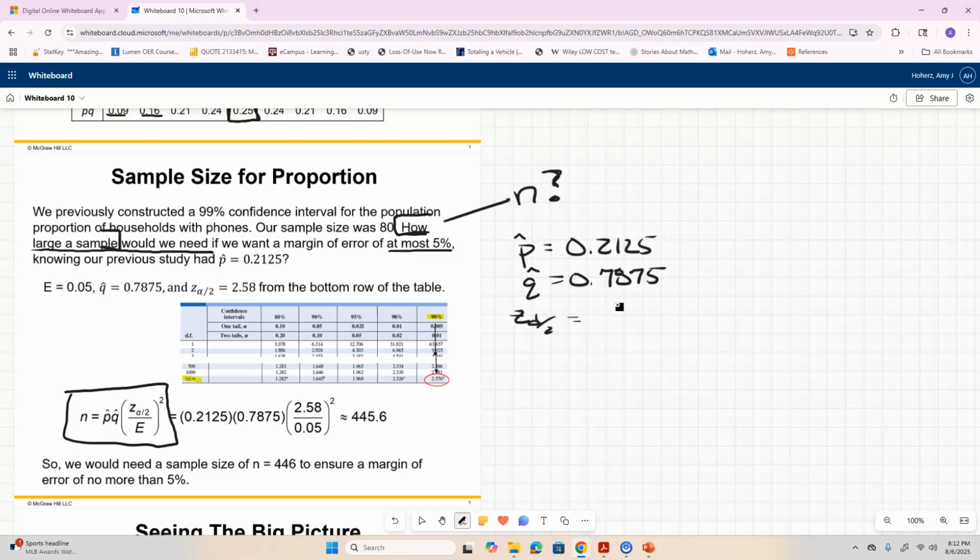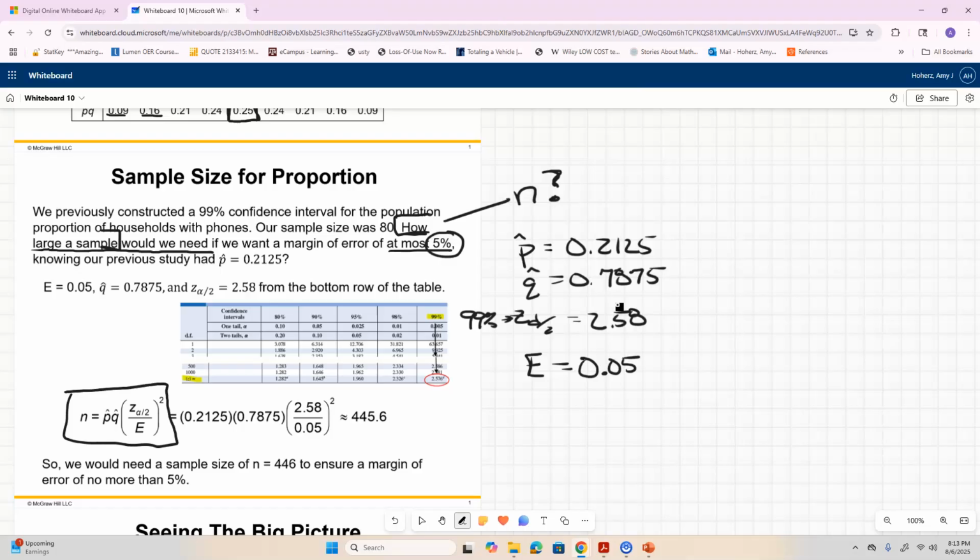We already know from our prior example that at 99%, z sub alpha over 2 is 2.58. We'd have to relook that up if we hadn't just gotten it from the prior example. And then our E. So our E was given as 5%. But when we do calculations with percentages, we always change that to the equivalent decimal. So instead of 5%, we're going to use 0.05.